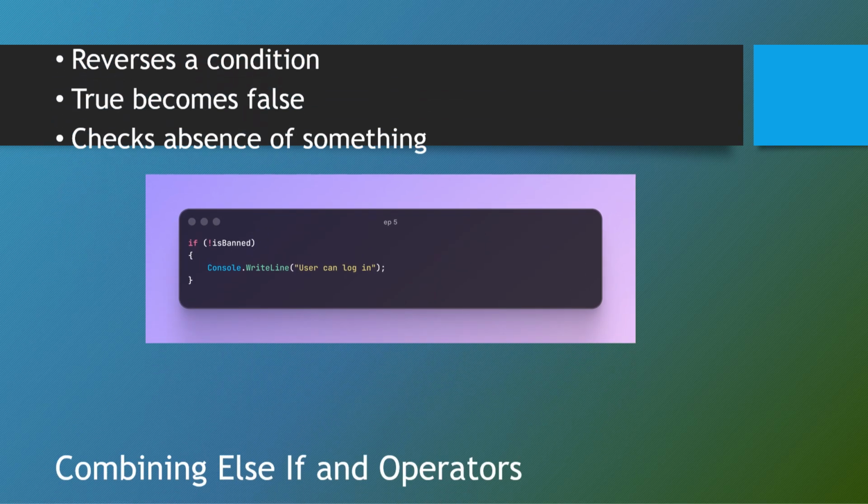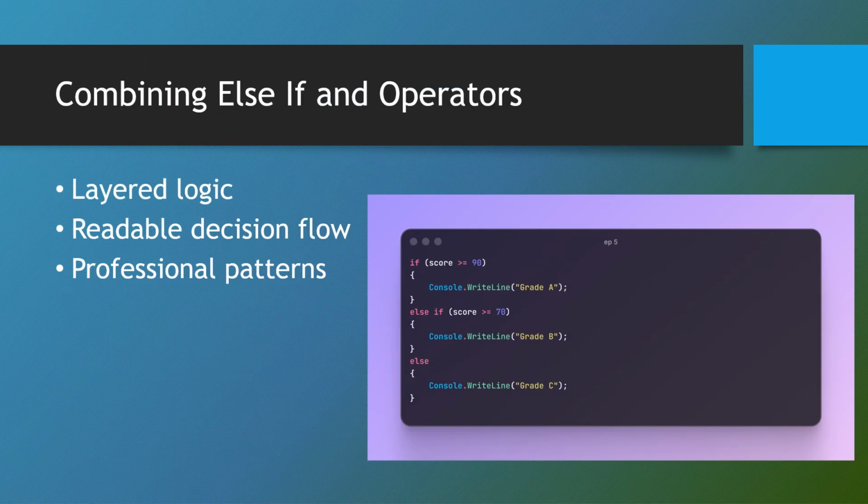Combining else if with logical operators. Now things get really interesting. You can combine else if statements with logical operators to create layered decision trees. Your program can check multiple conditions, grouped logically, and choose the correct path. This is how real applications handle things like age restrictions, permissions, and feature access. Clean structure. Clear intent. No confusion.